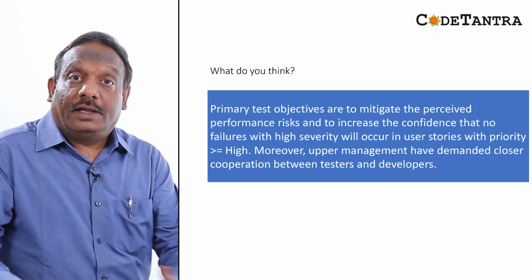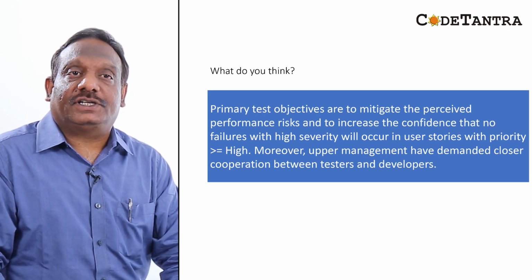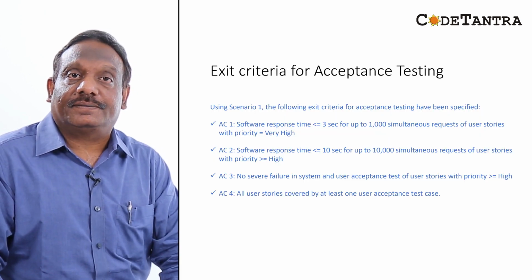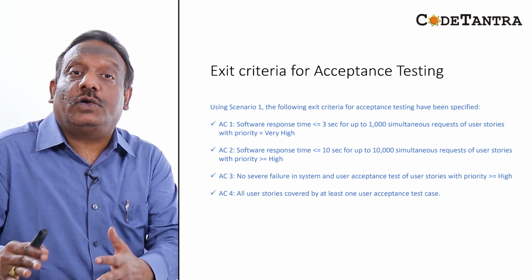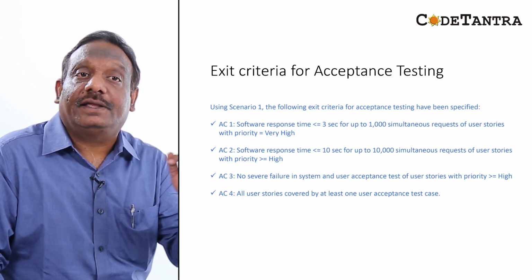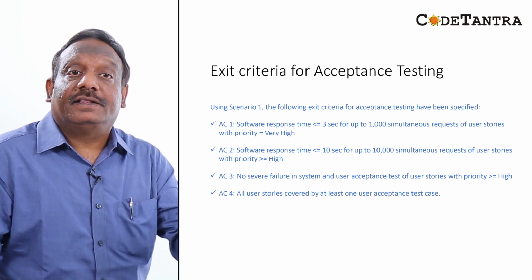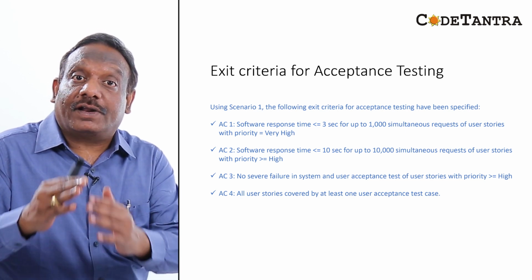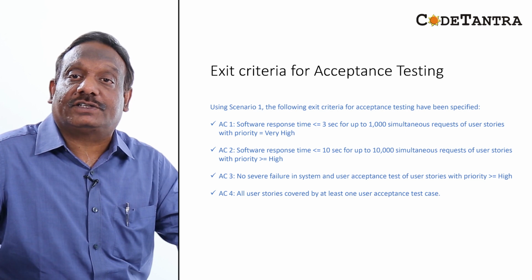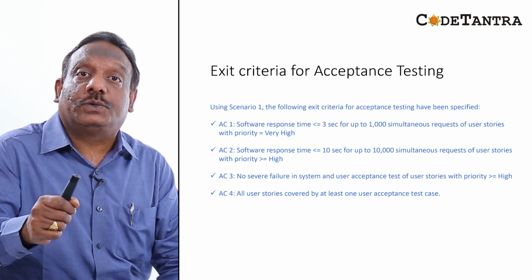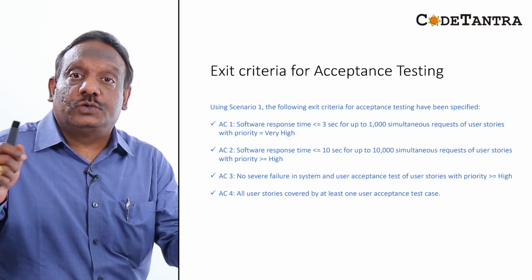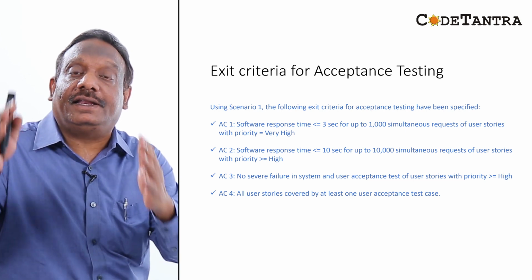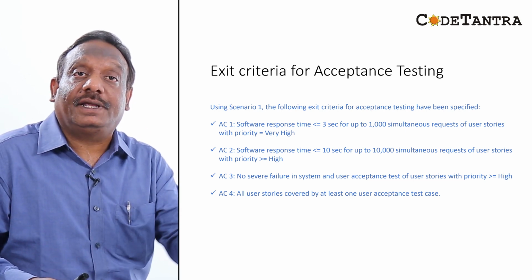So now your team is involved with acceptance testing, and you have specified a set of exit criteria for acceptance testing. Using this scenario, the following exit criteria for acceptance testing have been specified. The first criterion is the software response time should be less than or equal to 3 seconds for up to 1000 simultaneous requests of user stories with priority equal to very high, meaning any user story with priority very high must be tested with 1000 simultaneous users and the response time should be less than or equal to 3 seconds.